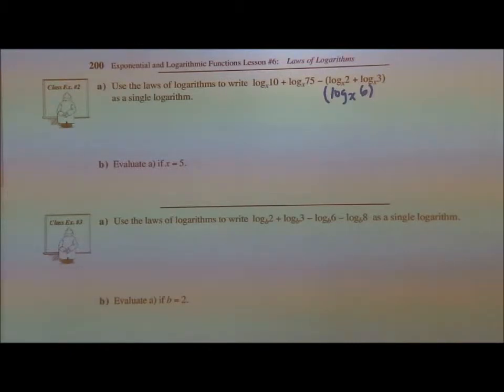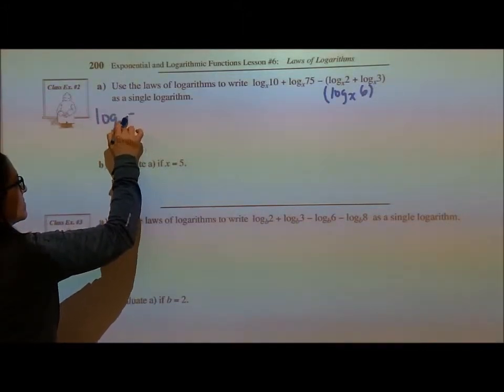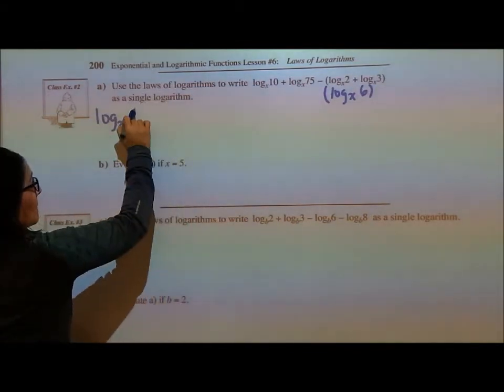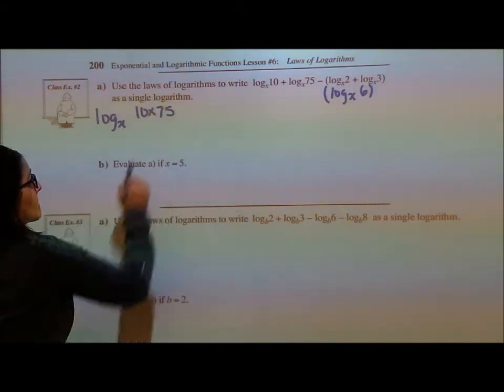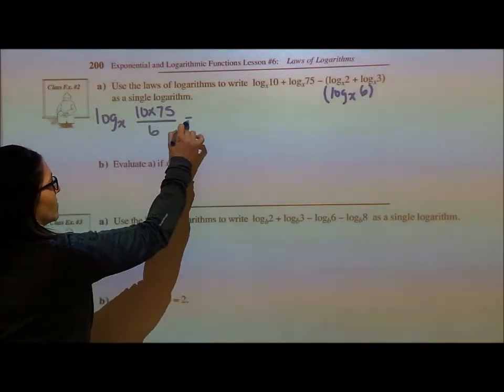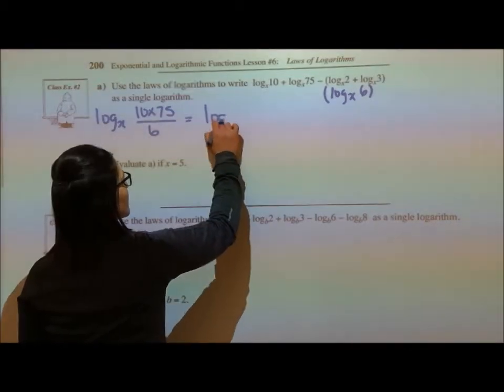And then what would I do with these three expressions now? Log base x of 10 plus log base x of 75 minus log base x of 6. Well, with the log base x of 10 and log base x of 75, can we multiply them together? Yeah. With the 10 and 75, get 750, and then divide it by 6. So what is 750 divided by 6? 125.